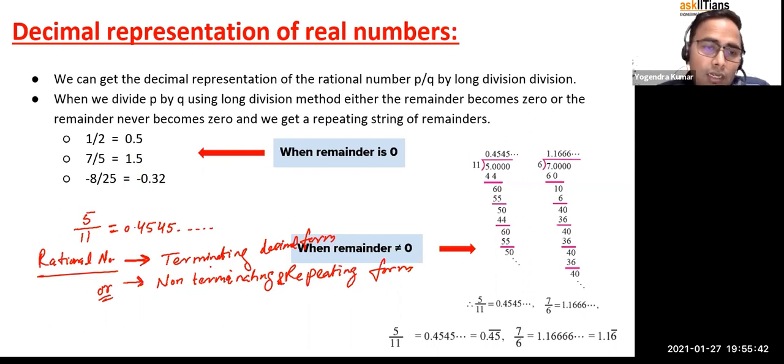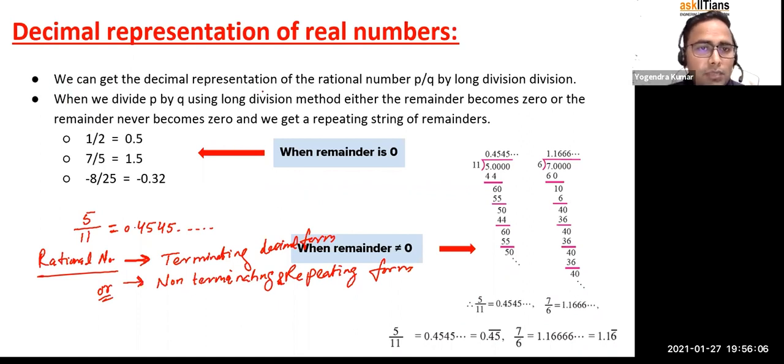Is the rational form always terminating? No, it may be terminating or non-terminating. Is the irrational form terminating? No, irrational form cannot be terminating decimal form. It can never be terminating decimal form. I think you can understand these points easily.